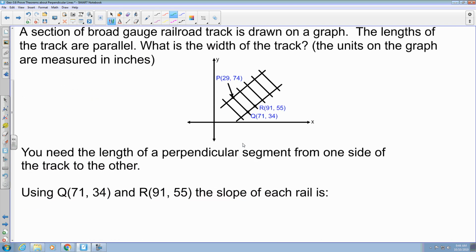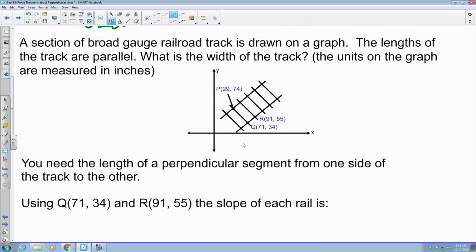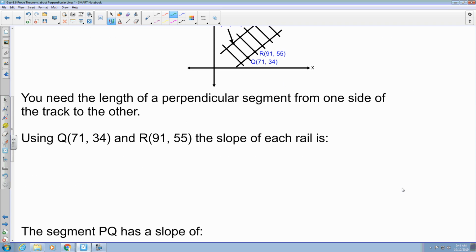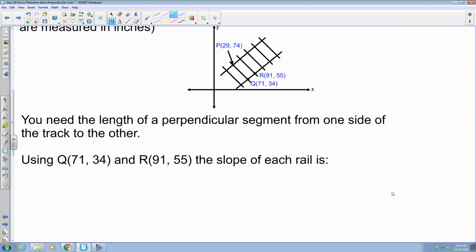All right, here it says we have a section of a broad gauge railroad track drawn on the graph. The tracks are parallel. What is the width of the track? It says the units on the graph are measured in inches. You need the length of the perpendicular segment from one side to the other.